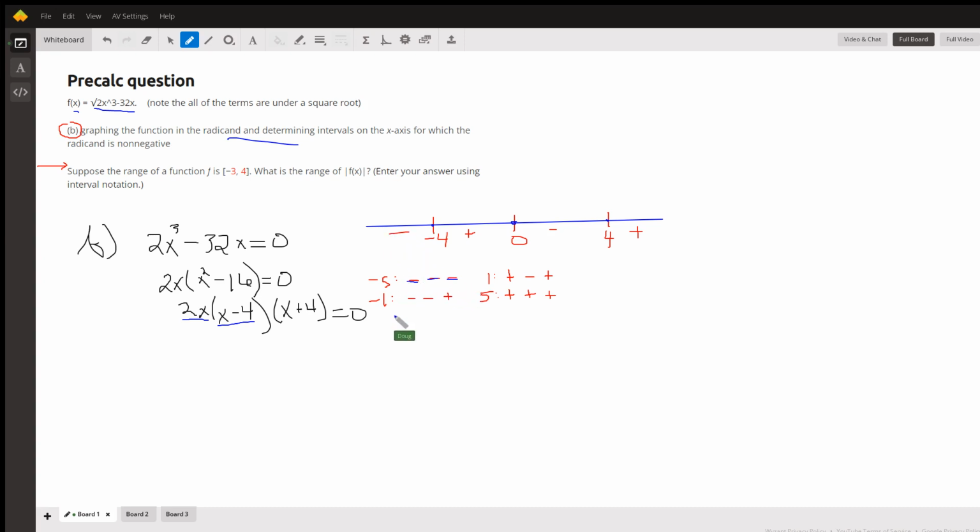If I pick a number like -1 in the interval from -4 to 0, I get negative times positive. So in this interval, the radicand will be positive. Similarly, for this interval, to the right of 4, we get negative positive. So this interval right here, along with this interval right here, makes up the domain for f of x, because you can't take the square root of a negative number.